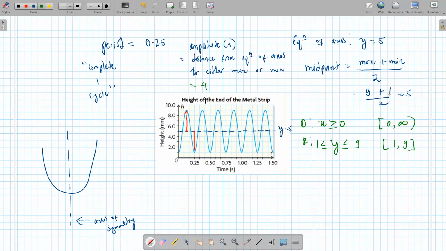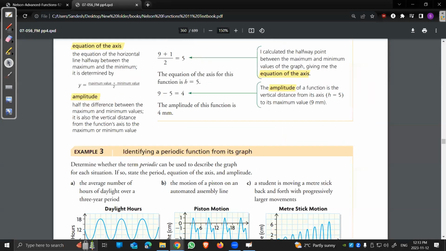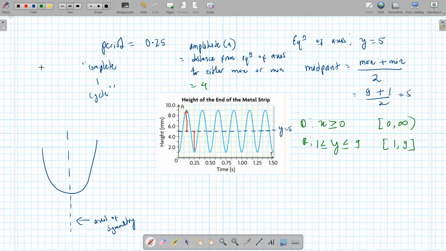What else is important here? That's it for this question, unless they want us to find something else. So those are some properties of a periodic function. Period is the time or the interval that it takes for it to loop back. Amplitude is the distance from the midpoint to the top or bottom of the graph. And the midpoint is simply max plus min divided by 2.